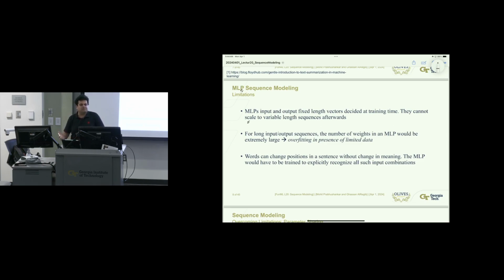From MLPs, we will be moving to some other kind of architecture, let's call it RNNs. The reason we do that, the first main one, is that the input and output lengths must be fixed at training time. And this is not easy at all.